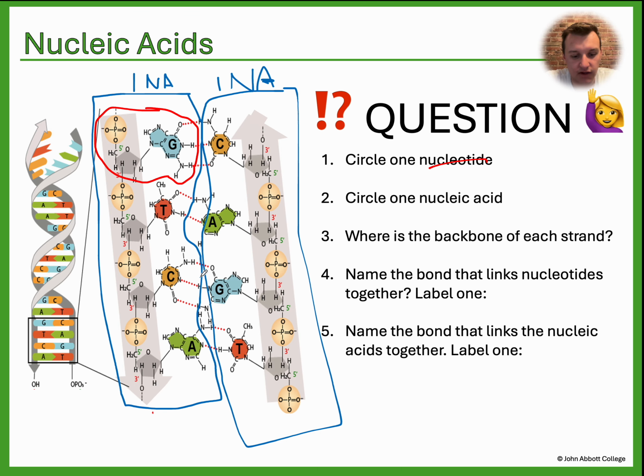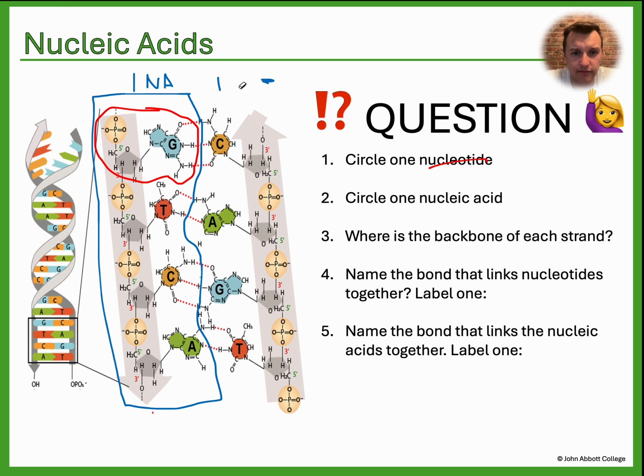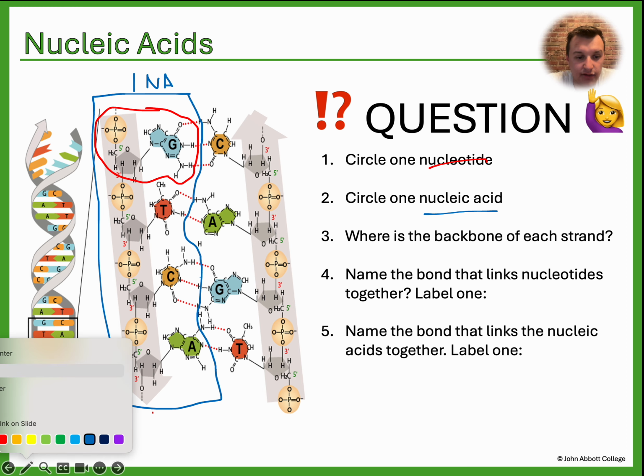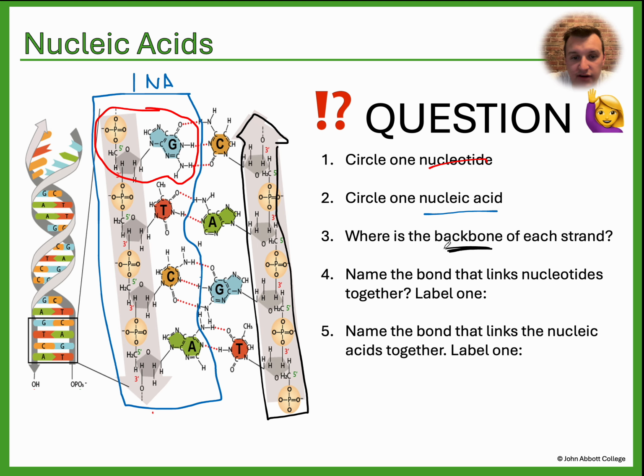Okay. Let's just remove that. For the sake of my answer, I'm just gonna circle one, right? I'm just gonna circle this to keep it simple. Where is the backbone of each strand, right? The backbone of each strand is the sugar phosphate, not the nitrogenous base. So this gray arrow here actually shows the sugar phosphate backbone, right? This is the backbone of each strand.